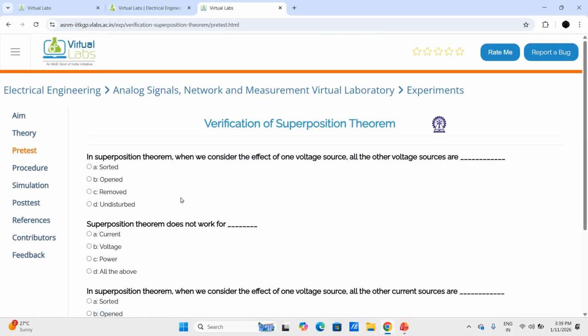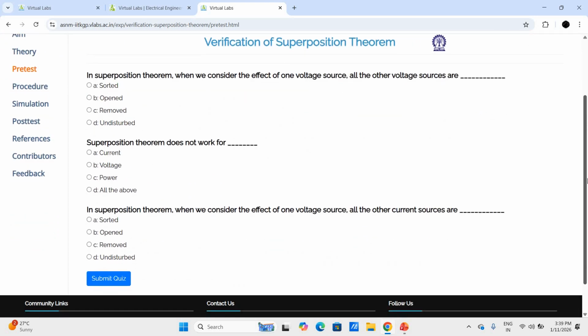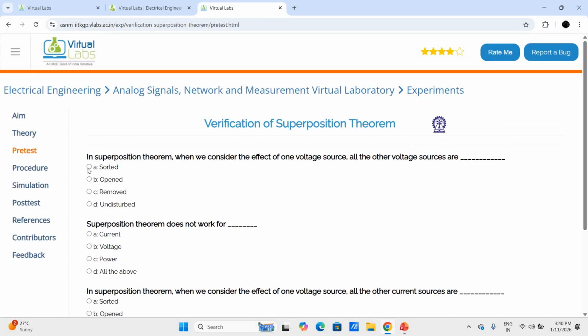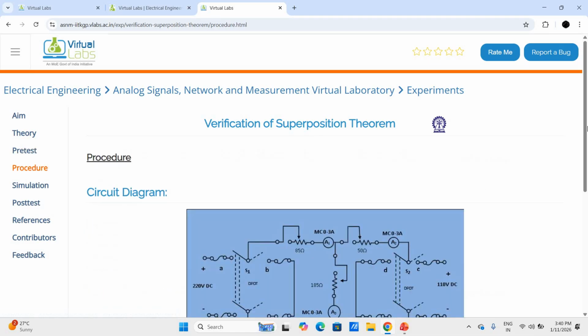They have given some multiple choice questions for the pre-test to understand your knowledge about the superposition theorem. You can read those questions regarding the procedure.